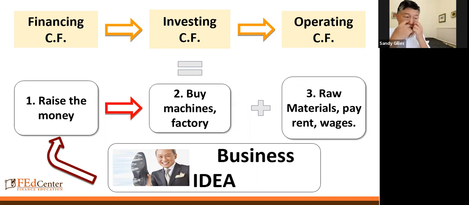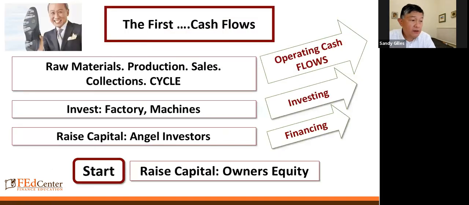All right. And then later on, when he pays off the debts or gives money to the equity owners, that's also part of financing cash flow. It's a cost of financing. And then when you start to buy machines and factory, that's already the investing cash flow. And then when you start to buy raw materials, pay rent and wages, that's all part of the operating cash flows.